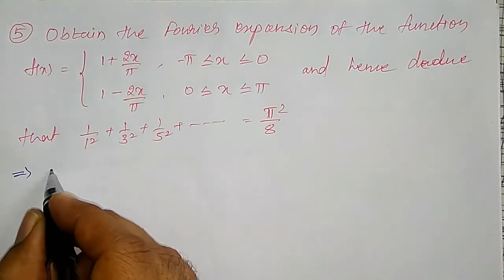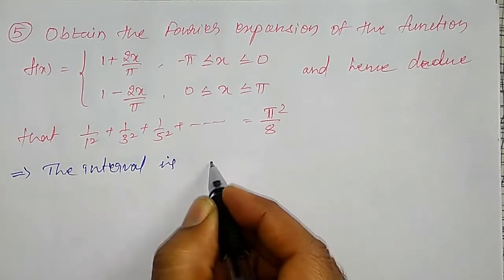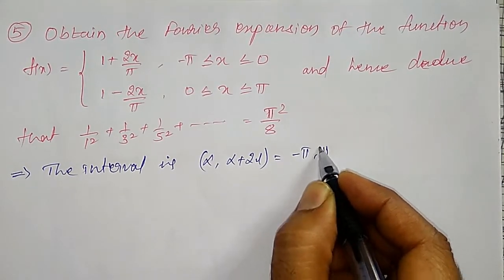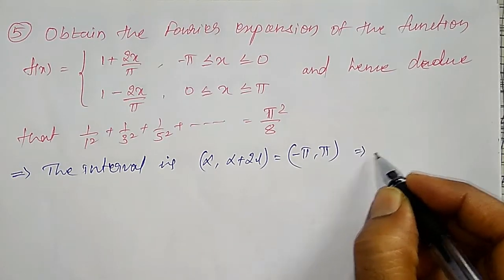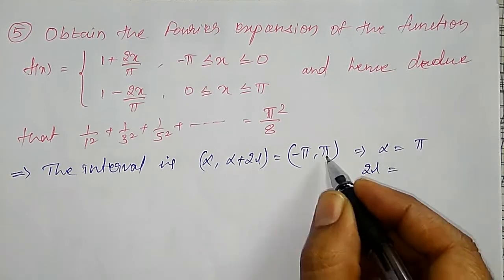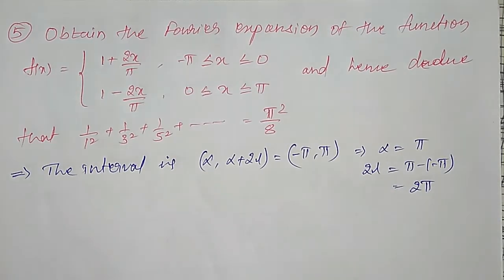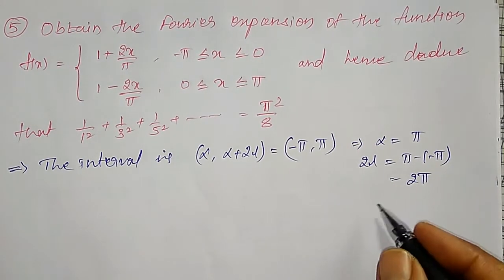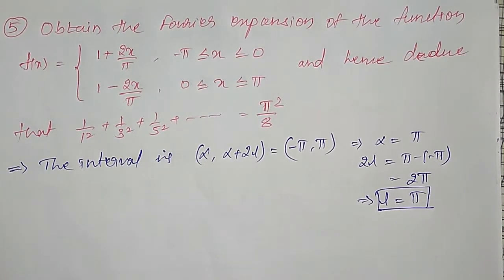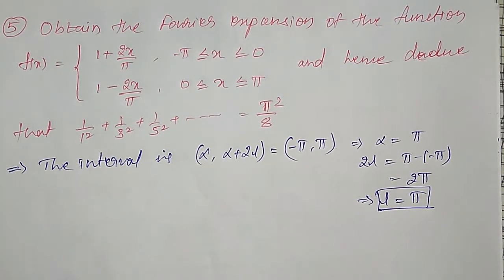the interval is alpha to alpha plus 2l, which is equal to minus pi to plus pi. That implies alpha is equal to minus pi, and to get 2l I can write pi minus of minus pi, which is equal to 2 pi. Therefore l is equal to pi. Okay, l equal to pi and alpha equal to minus pi. Interval is this one. Now how to check even and odd function?